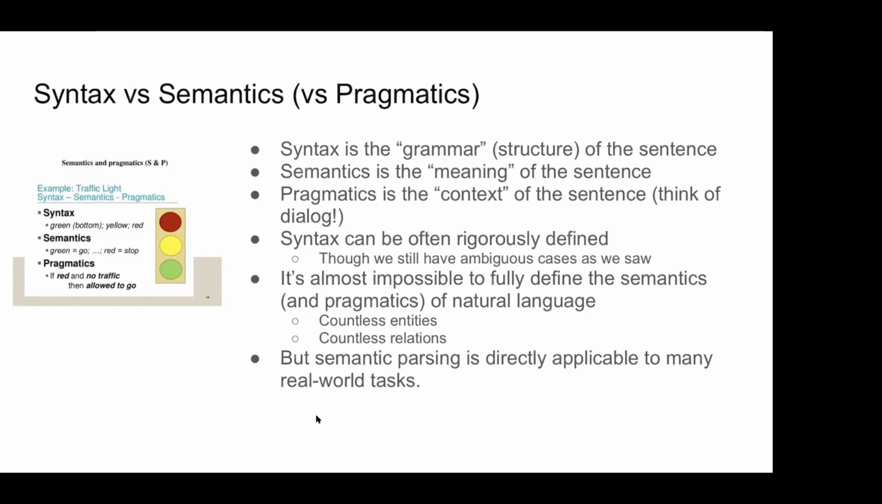So definitely semantic parsing and pragmatics are more difficult than syntactic parsing in general. But the good thing about semantic parsing is that it is often directly applicable to many real-world tasks. It's not just giving you the features that you need to do the task, but you're actually solving the task by doing semantic parsing. So what are the examples?